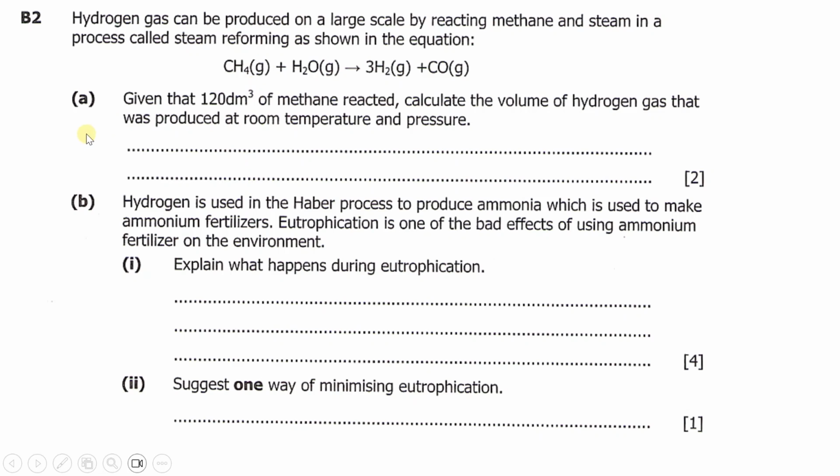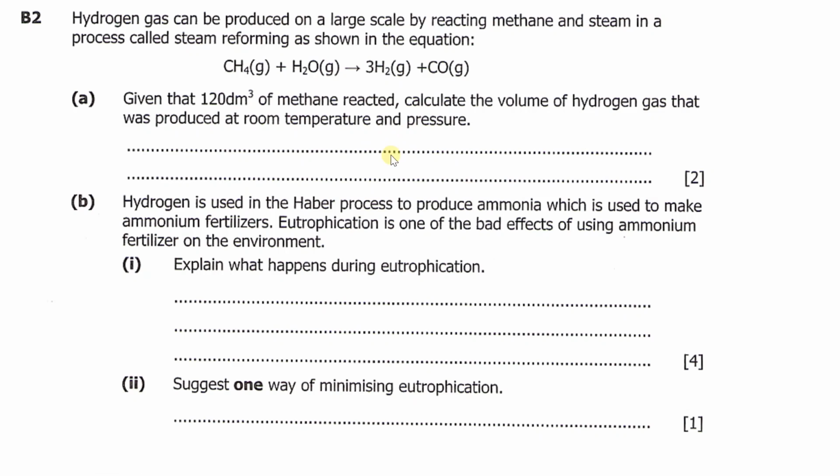Okay, so let's see here. They're saying hydrogen gas can be produced on a large scale by reacting methane and steam in a process called steam reforming, as shown in the equation. So this is methane plus steam gives us hydrogen plus carbon monoxide. Then here they're saying, given that 120 cubic decimeters of methane reacted, calculate the volume of hydrogen gas that was produced at room temperature and pressure.